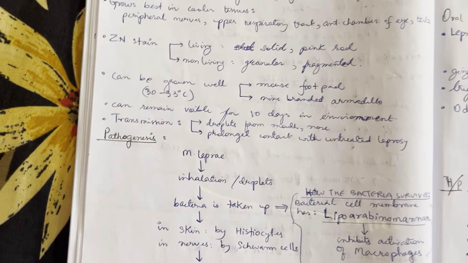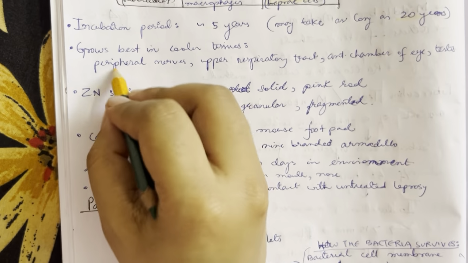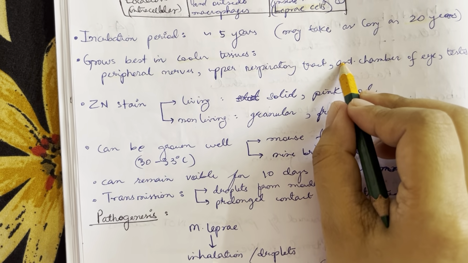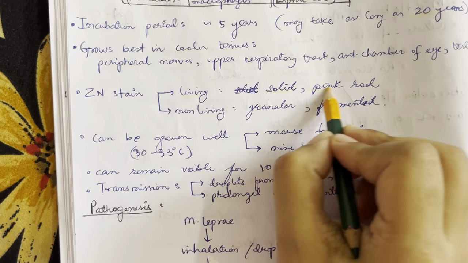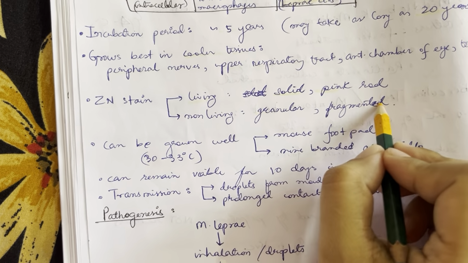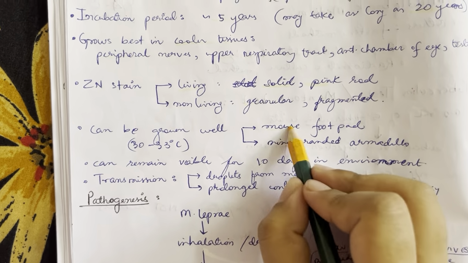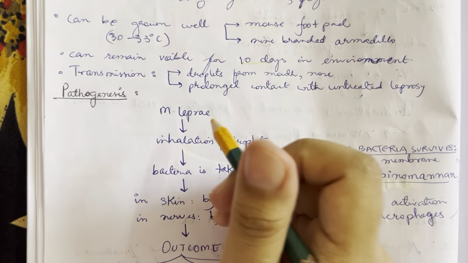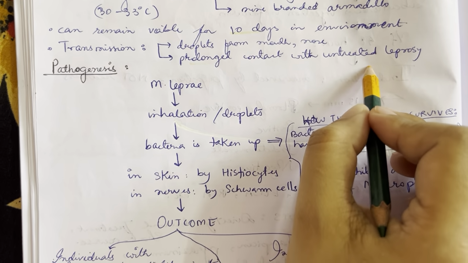The incubation period is very long, about 5 years, or it can even take as long as 20 years. It grows best in cooler tissues such as the peripheral nerve, upper respiratory tract, anterior chamber of the eye, and testis. Ziehl-Neelsen stain in living cells will look like solid pink rods, and non-living cells will have a granular, fragmented appearance. It can be grown well at about 30-33 degrees Celsius in the mouse foot pad and the nine-banded armadillo. It can remain viable up to 10 days in the environment, and transmission is by droplets from the mouth or nose and through prolonged contact with untreated leprosy.